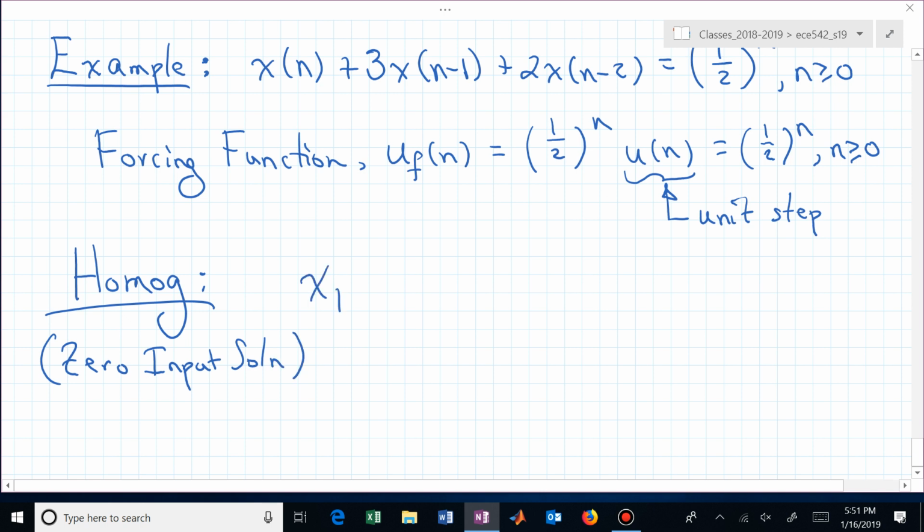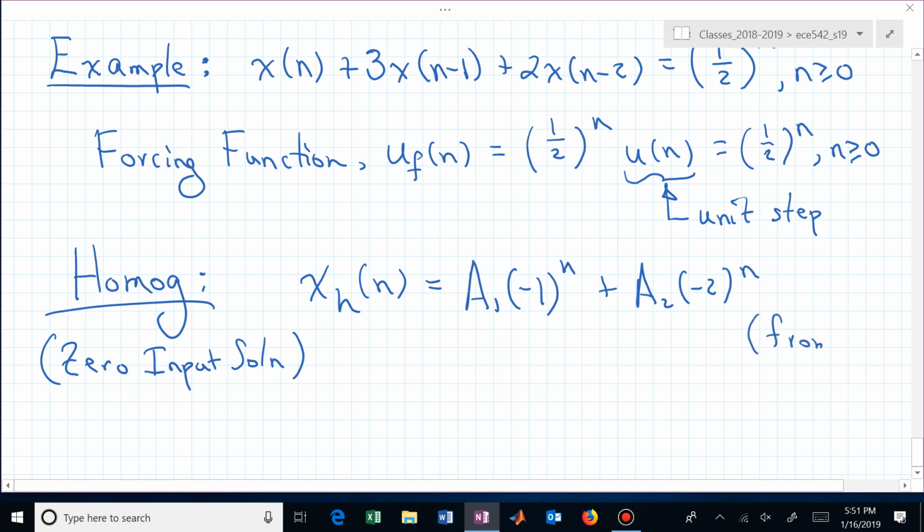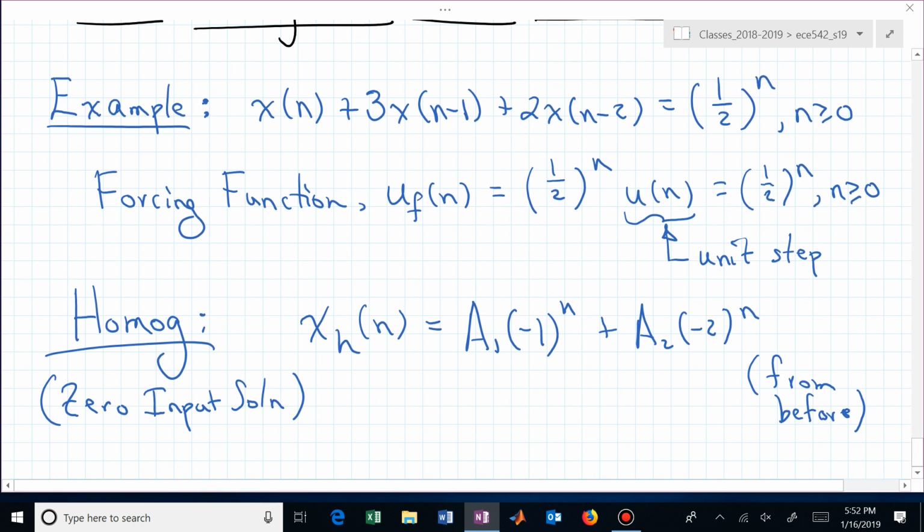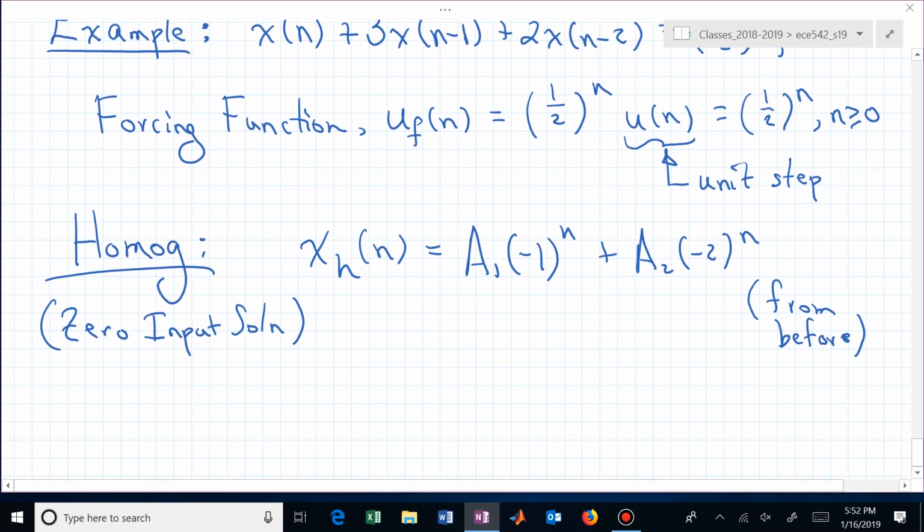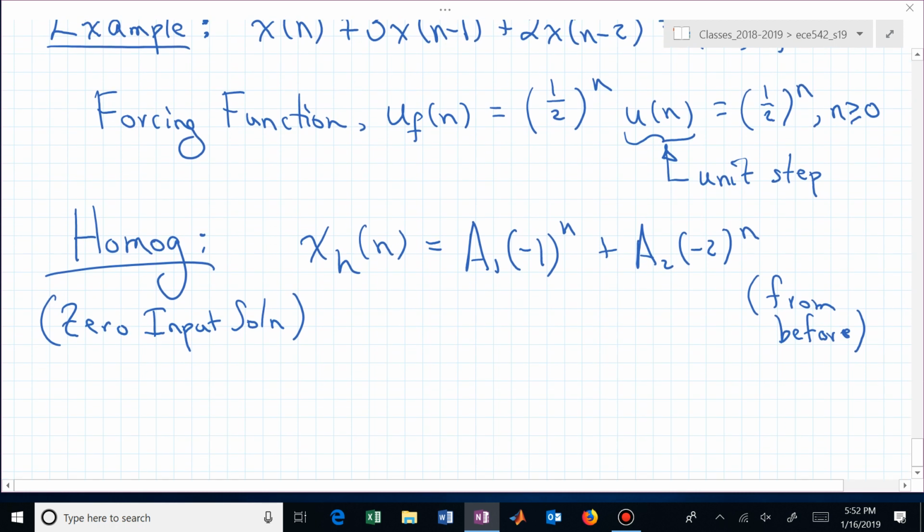We can say, oh, x sub h of n is now a1 times minus 1 to the n plus a sub 2 times minus 2 to the n. And that's coming to us from before. I didn't just pull that out of the hat. We know where that came from. That's our homogeneous solution by setting the right-hand side in this particular example to 0 and solving for the values of z that cause that characteristic equation to be satisfied, or to solve the characteristic equation.